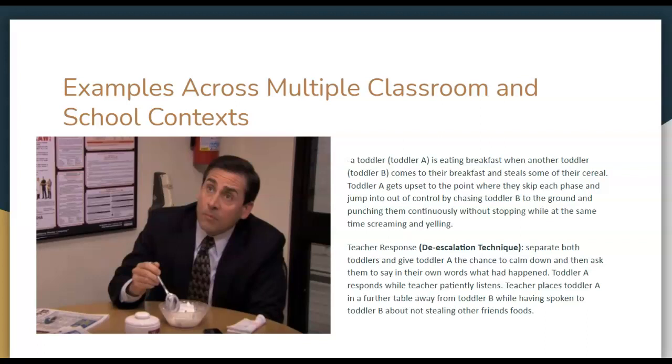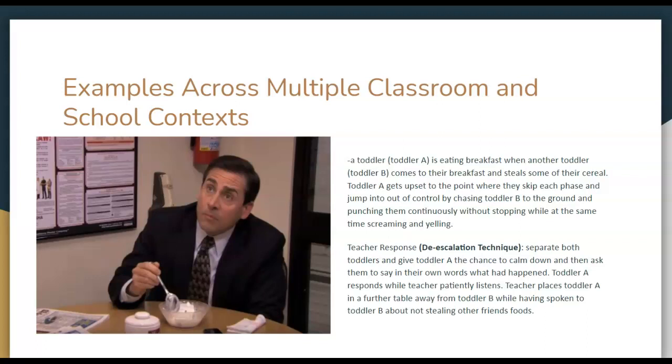So toddler A, I placed them further away from toddler B because I know toddler B is prone to doing it again. Toddler B does like to take food from other friends. So I safely placed toddler A away from toddler B, while also speaking to toddler B about not stealing our friend's food, that it was not kind, and that we need to keep our hands to ourselves, and to also apologize to toddler A for having stolen their cereal.